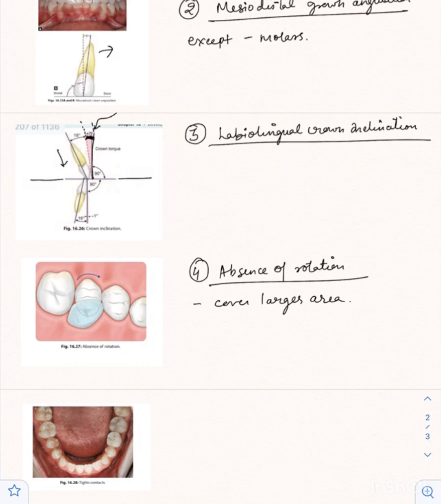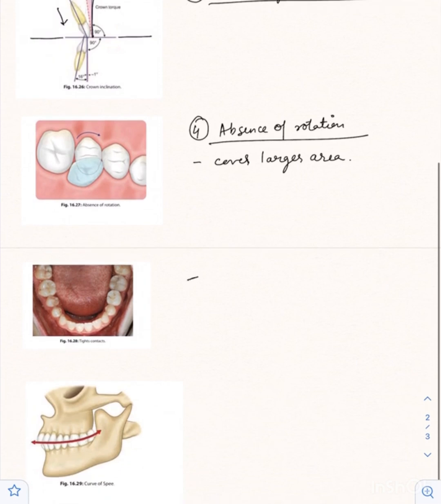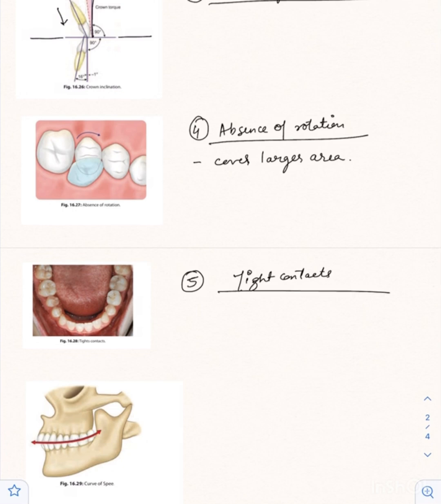Now coming to the fifth key of occlusion. The fifth key was tight contact, that there is always a tight contact and a lack of spacing. Then the last key is the curve of Spee.